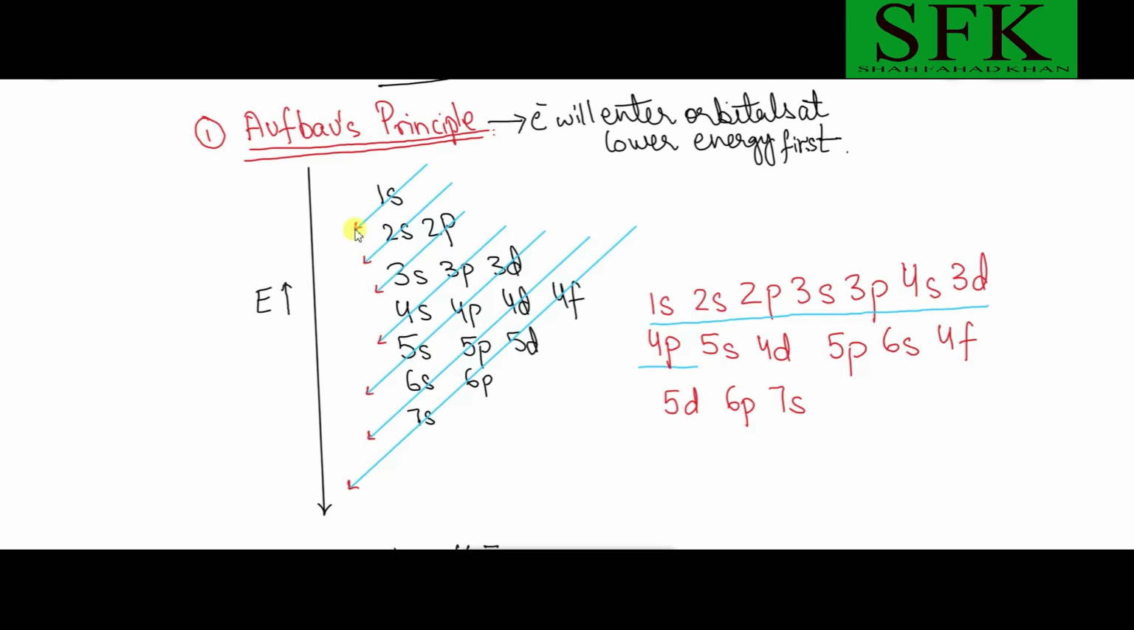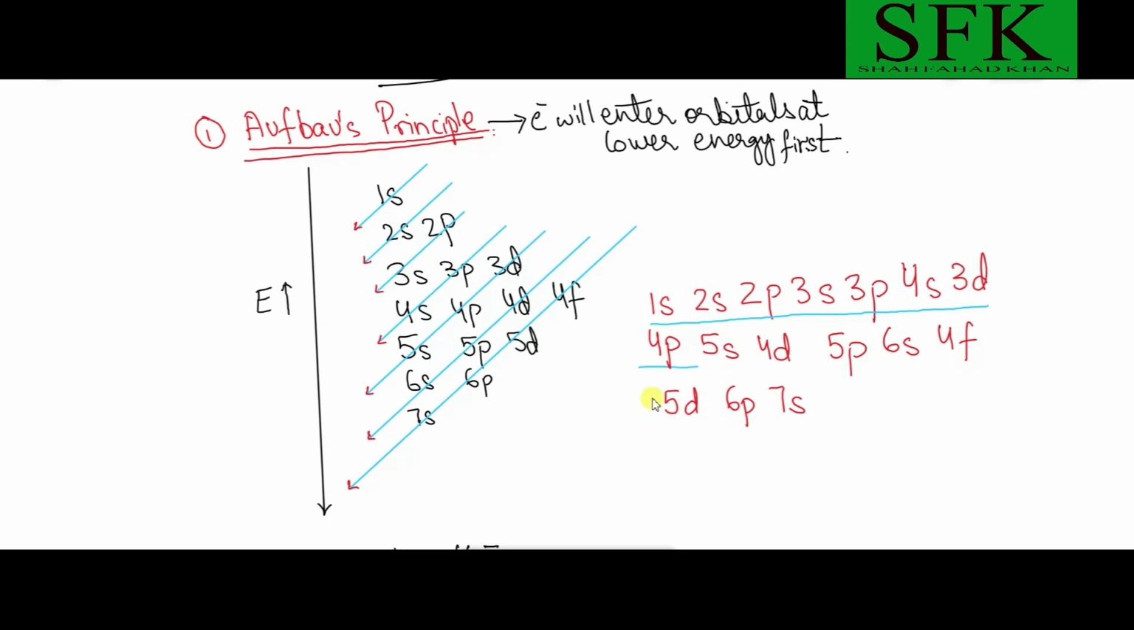The electrons will enter the 1s orbital first, followed by the 2s orbital. Then the 2p orbitals are going to be filled according to the arrows. Then 3s, then 3p, then 4s, then 3d, then 4p, then 5s, then 4d, then 5p, then 6s, and 4f, 5d, 6p, and 7s. Okay, so let's write it down. I've written them over here: 1s, 2s, 2p, 3s, 3p, 4s, 3d, 4p, 5s, 4d, 5p, 6s, 4f, 5d, 6p, and 7s.